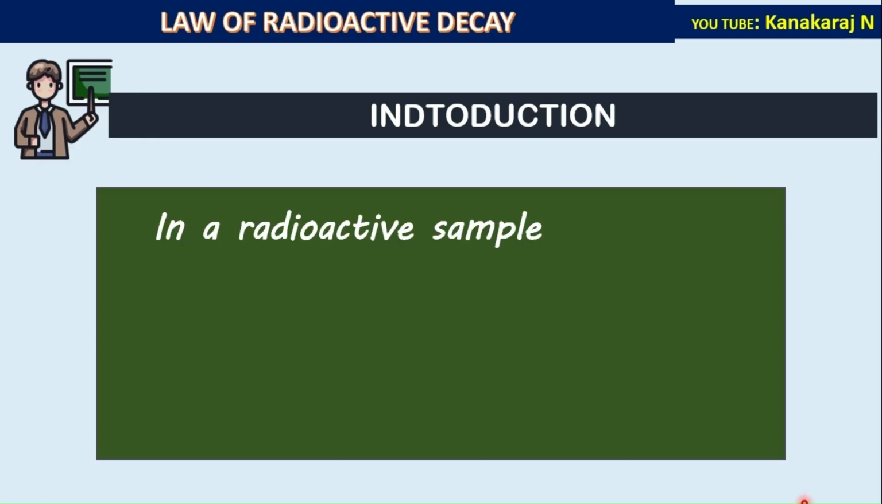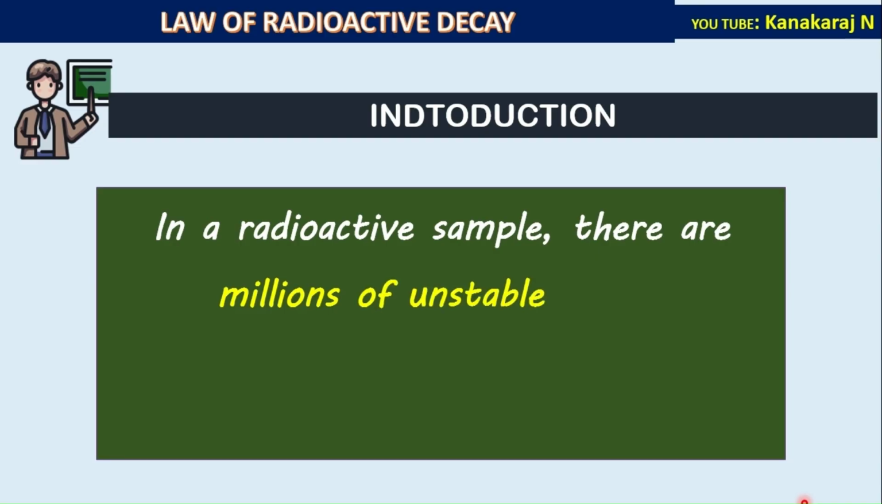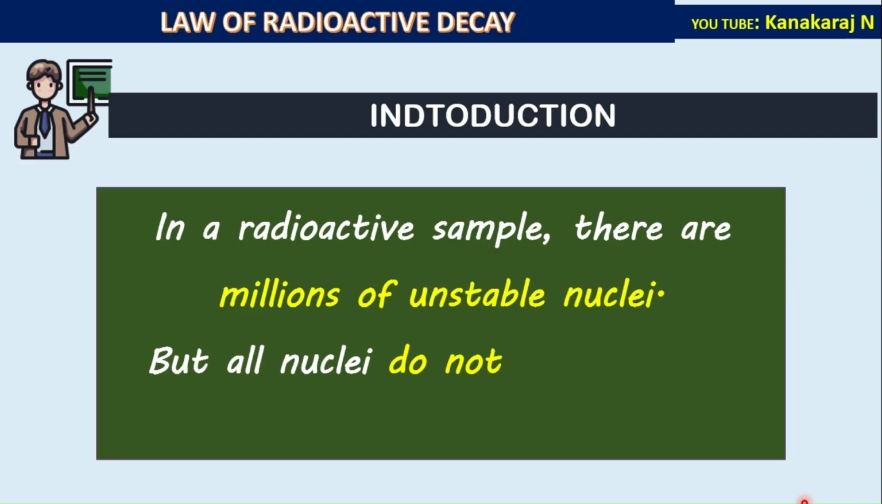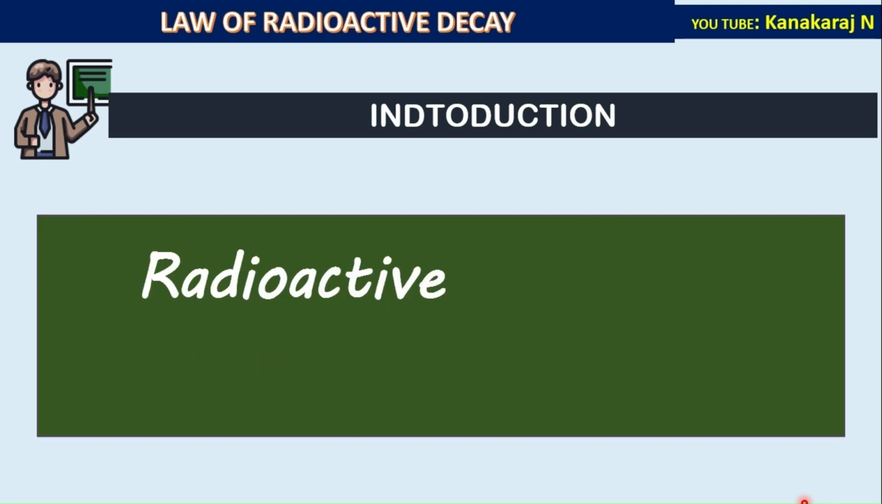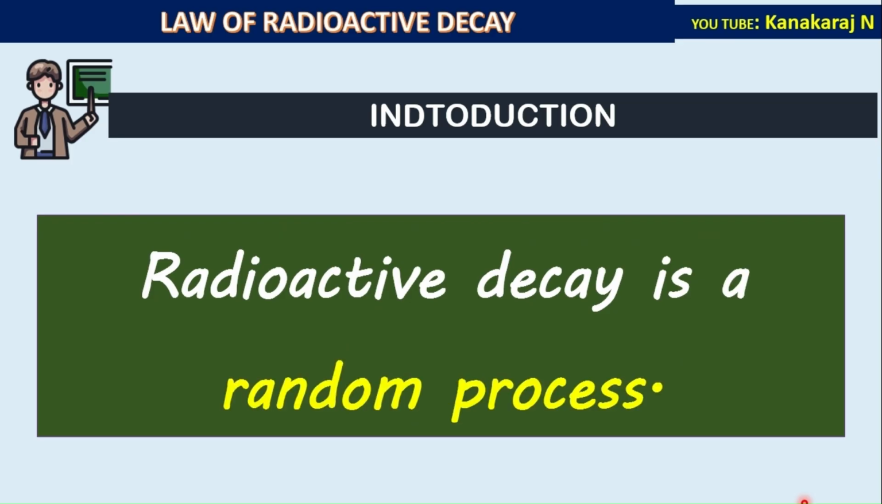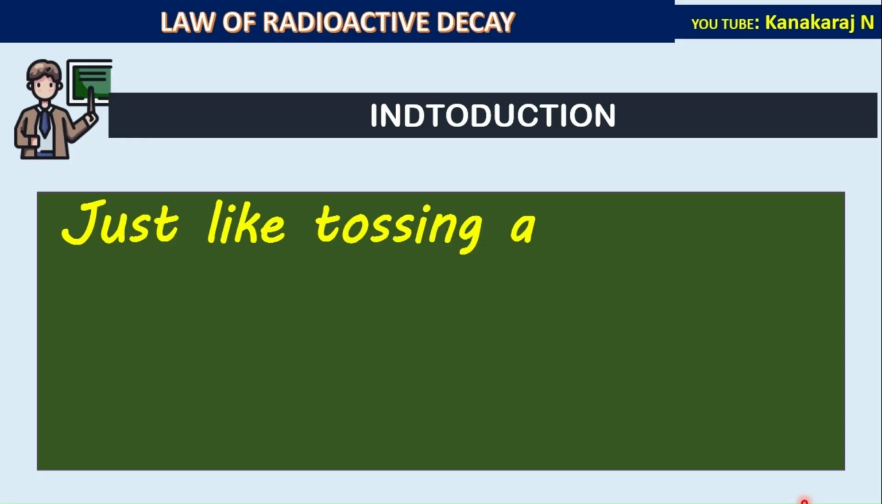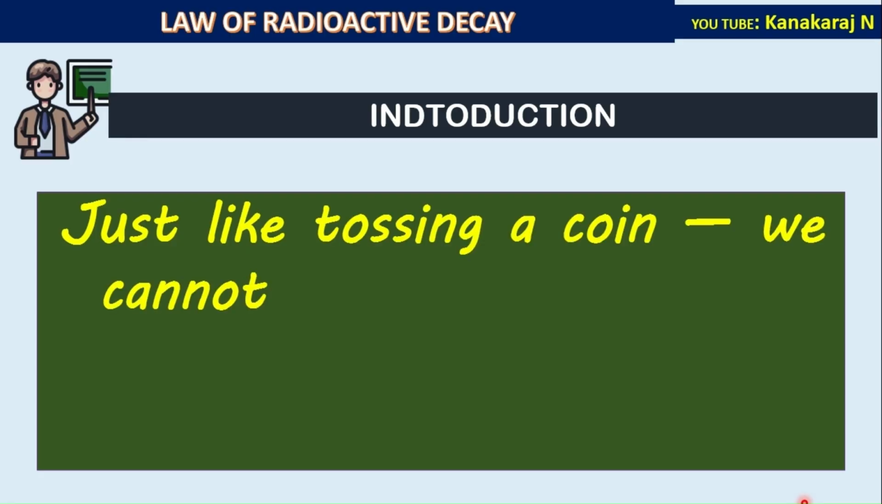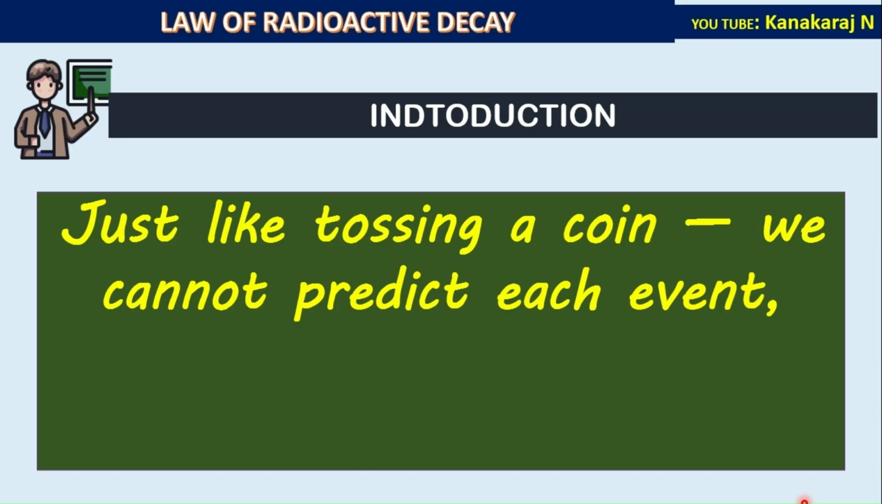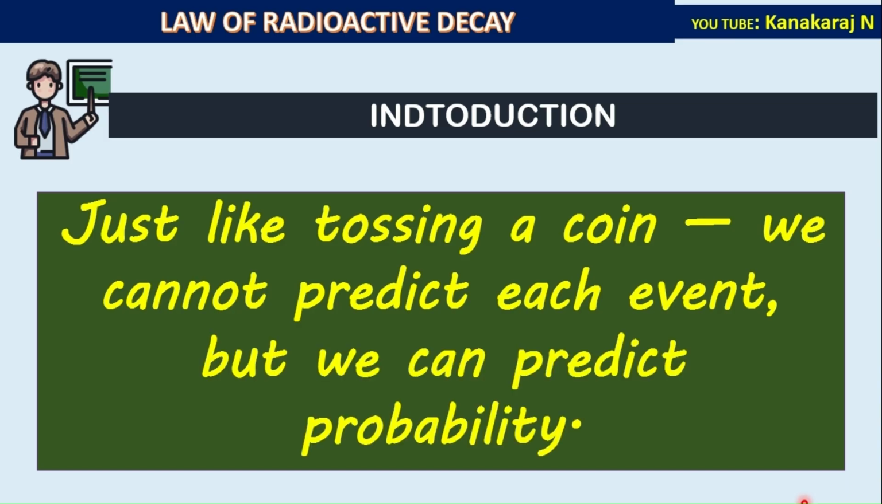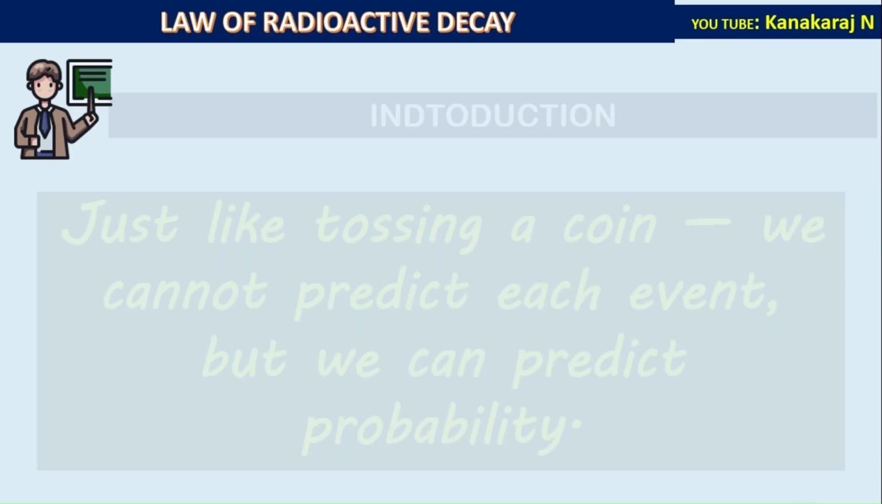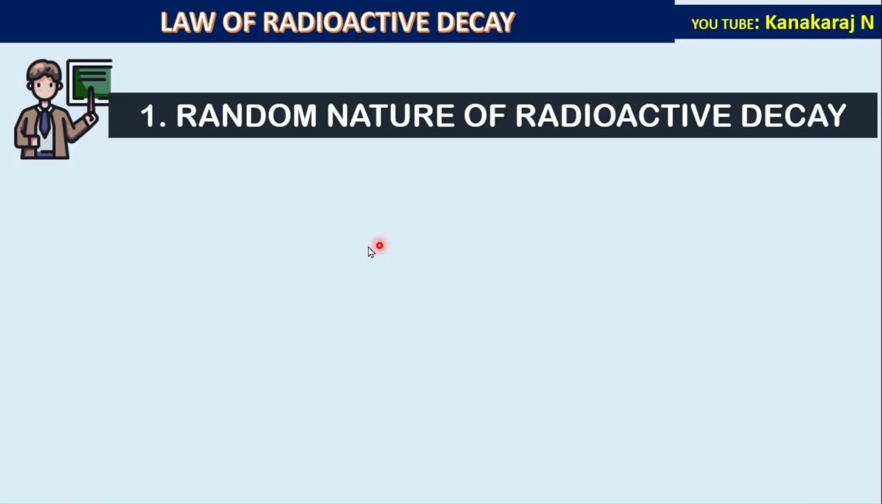In a radioactive sample, there are millions of unstable nuclei, but all nuclei do not decay at the same time. Radioactive decay is a random process, just like tossing a coin. We cannot predict each event, but we can predict probability. Let's learn about the random nature of radioactive decay.